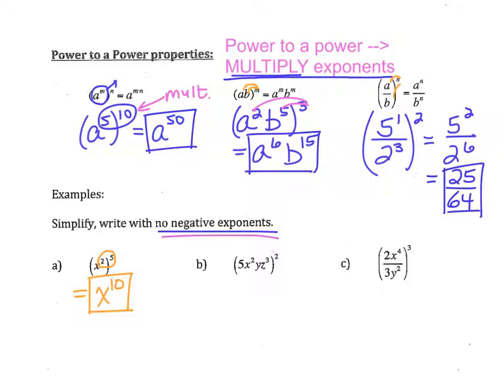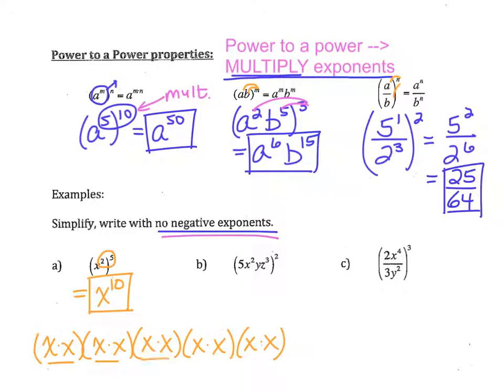And again, this kind of makes sense because you would go x times x is x squared. X times x is your x squared. You have 5 groups of those. Right, because you have x squared, x squared, x squared, x squared, x squared that's being multiplied 5 times. Well, how many are there? 1, 2, 3, 4, 5, 6, 7, 8, 9, 10 x's being multiplied, which is x to the 10th.